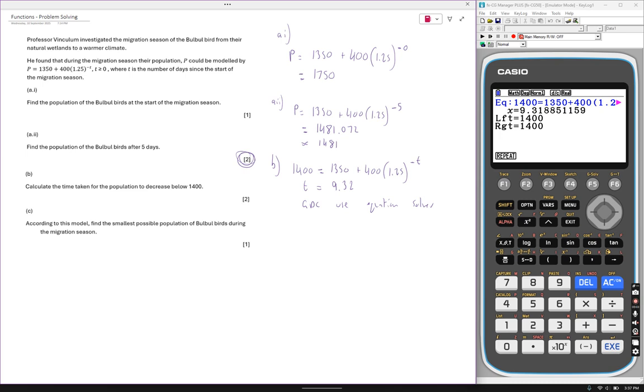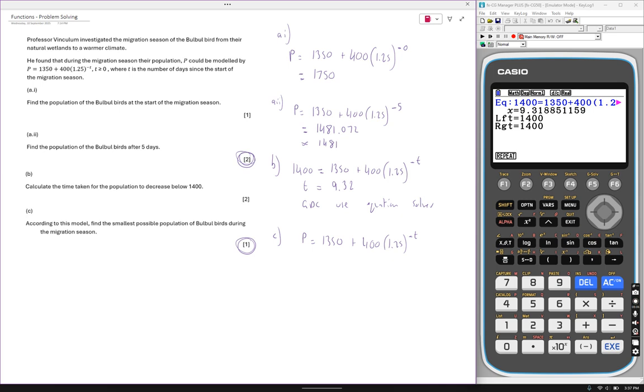Last part, so for part C, it says, according to this model, find the smallest possible population of bulbul birds during the migration season. So multiple ways of doing this. It's only worth 1 mark, by the way, so you only get a mark for the correct answer. So we have got this function. Let me write it out again. 400 outside of this.